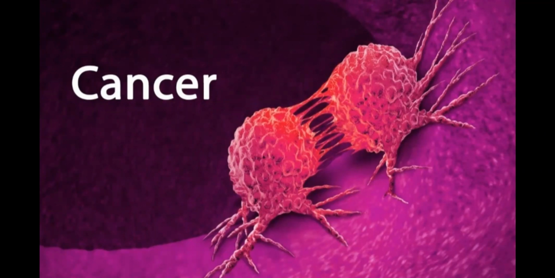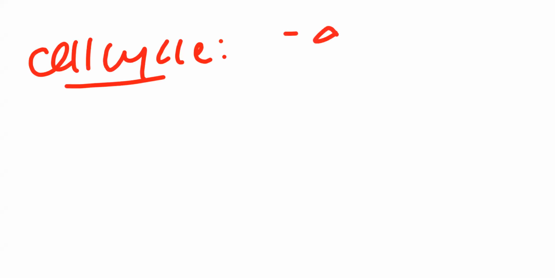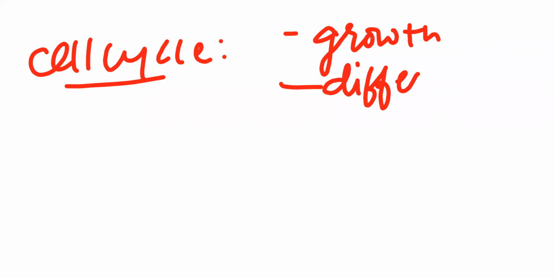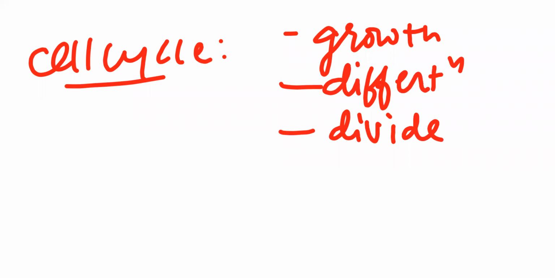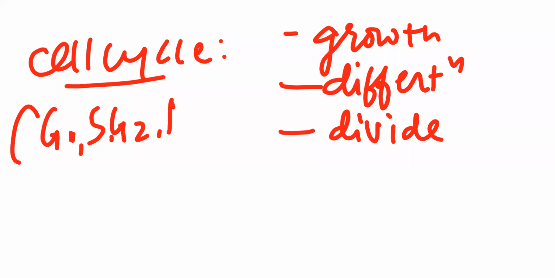We all understand the cell life, which is called the cell cycle, the one in which a cell will grow, differentiate, and divide. I'm sure you remember that G1, S, G2, and M phase. You remember, na? The cell cycle, G1 to S to G2 to M, in which the cell will grow, differentiate, divide, and the cycle progresses.